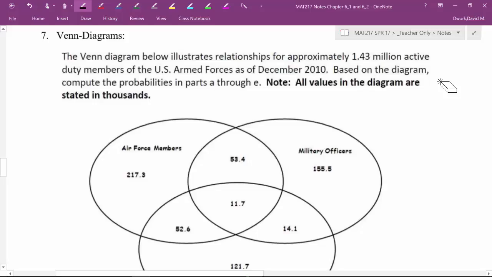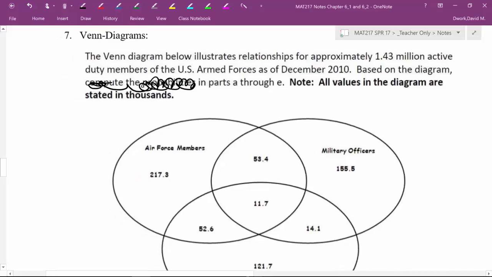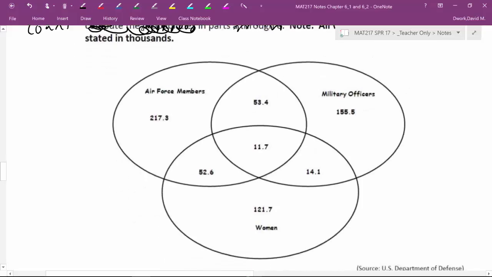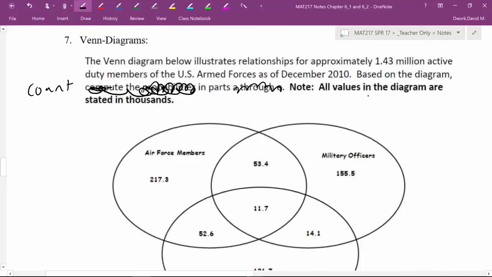Based on the diagram, compute the probabilities. Now, we're not going to worry about the word probability yet. We're going to come back and do this problem later. Instead, we're just going to count the number of people in the parts, and then there will be A through E, but right now we're just going to leave it at the parts listed below. Note that all the values in this diagram are stated in thousands.